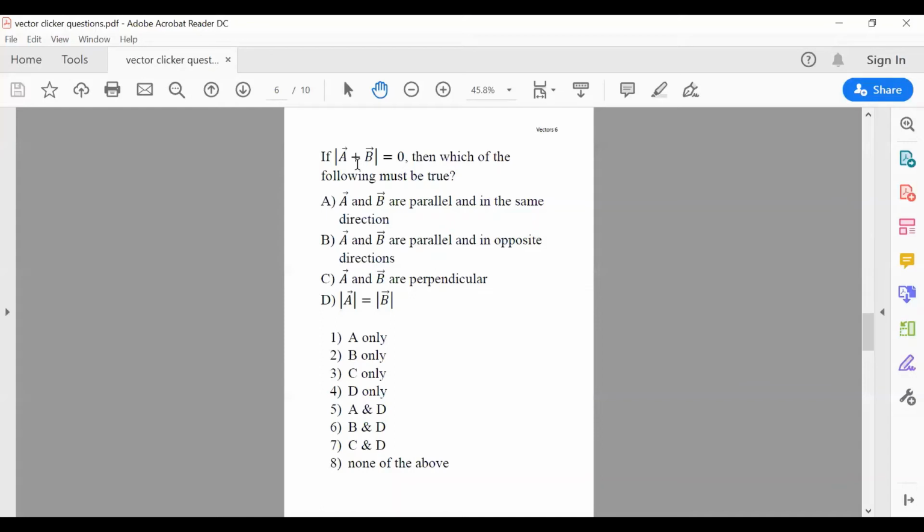Okay, so A and B must be parallel and in opposite directions, and also the magnitude of A has to equal the magnitude of B, so that would be number 6, B and D.